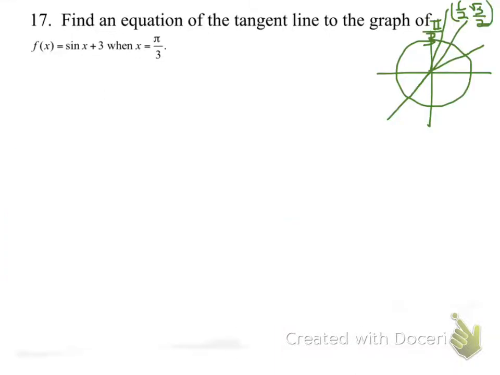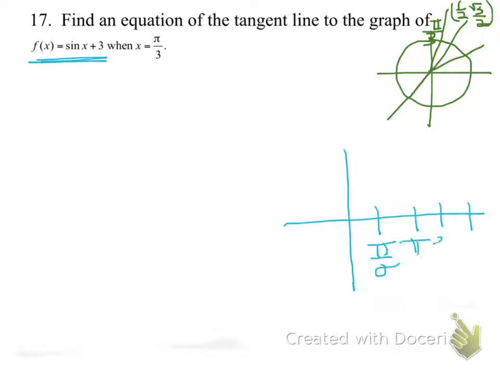In problem number 17, they're asking us to find the equation of the tangent line to this graph. A good idea is to go ahead and graph that so we can see what we're doing. So here's my graph, here's my rule of 4. I have pi over 2, pi, 3 pi over 2, 2 pi. This is sine. My new central line is at 3. So here's my new central line.